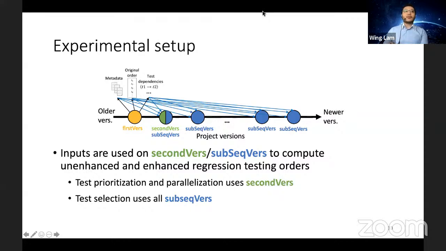The reason we do it this way is that by doing this, we also want to show that if you calculate the metadata, original order, and test dependencies infrequently, they can still be useful for many versions down the line.